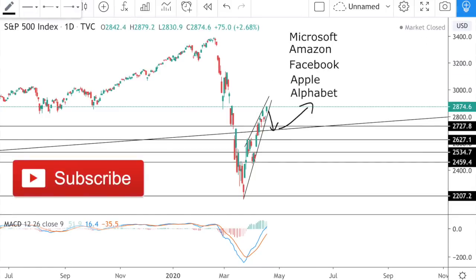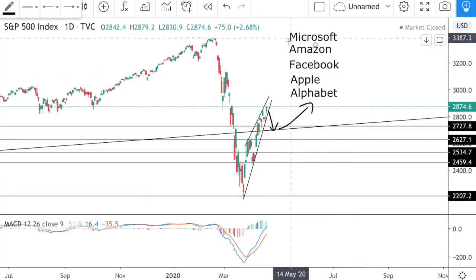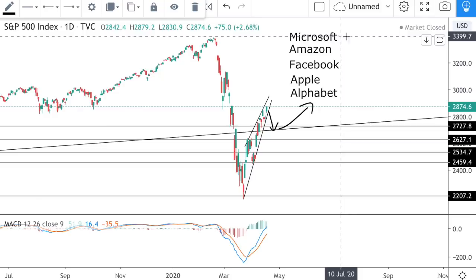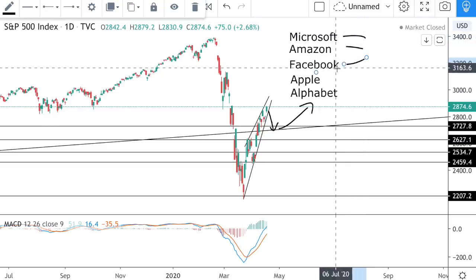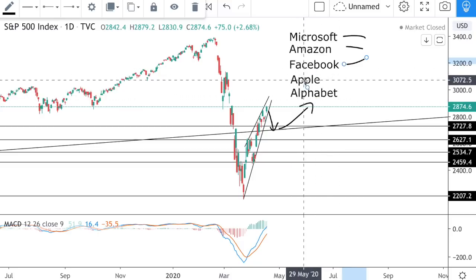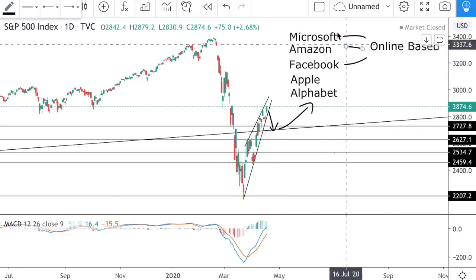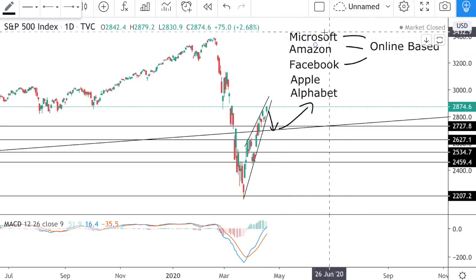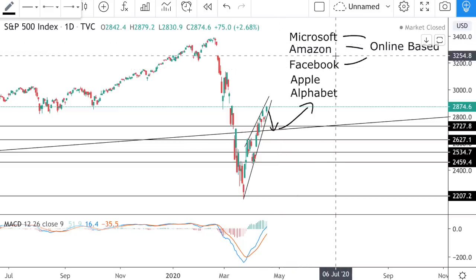Now keep in mind, Microsoft, Amazon, Facebook, these are all businesses that are very online based. These 3 are very online based. You can discuss Apple and Alphabet because they provide more physical products to the consumer, but these are online based. So we might not see their earnings get affected as much by the shutdown as other sectors in the S&P 500. So that's definitely something to keep in mind for this week's earnings.